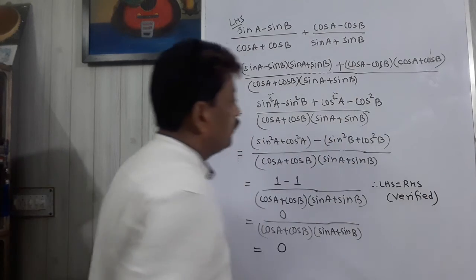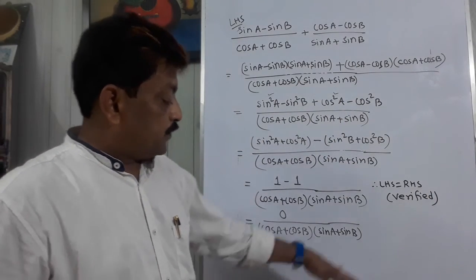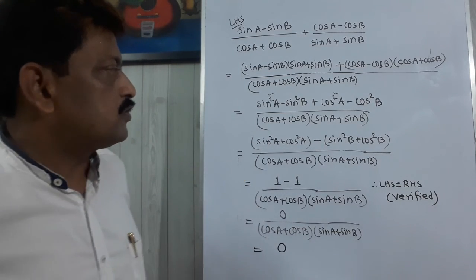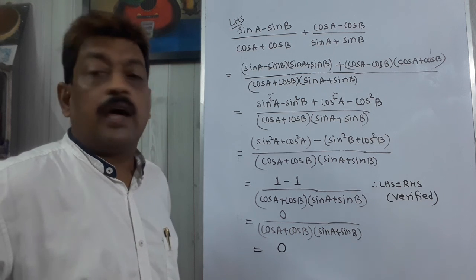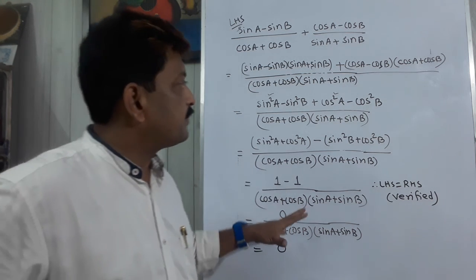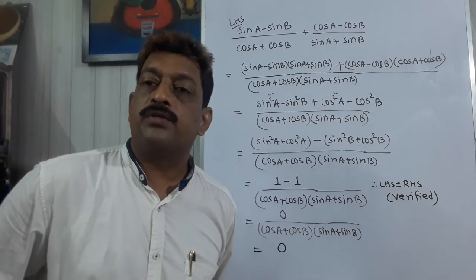So this was also a very simple one. Just go through it. The process is also very simple, and I hope you have understood how it is done. Only the basic concept has been used, and the identity sin square A plus cos square A equals 1.